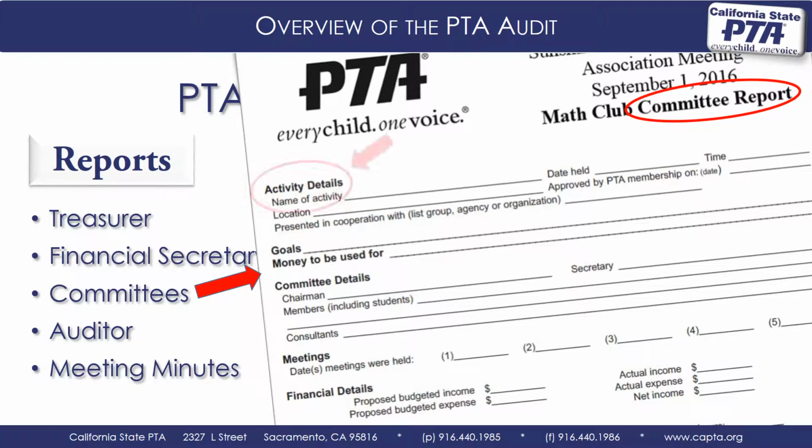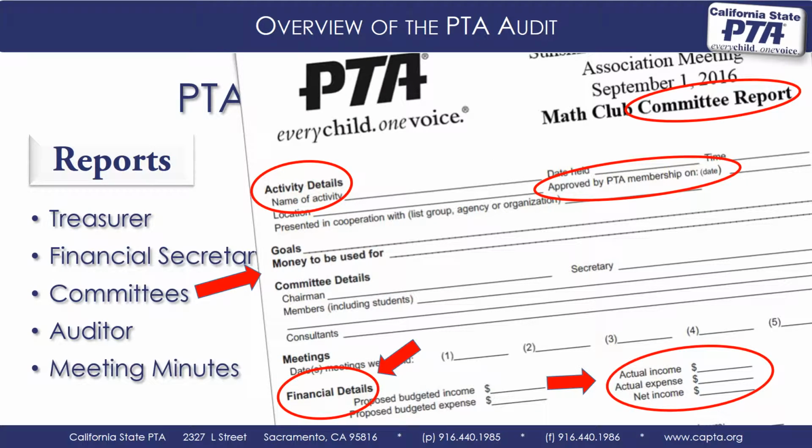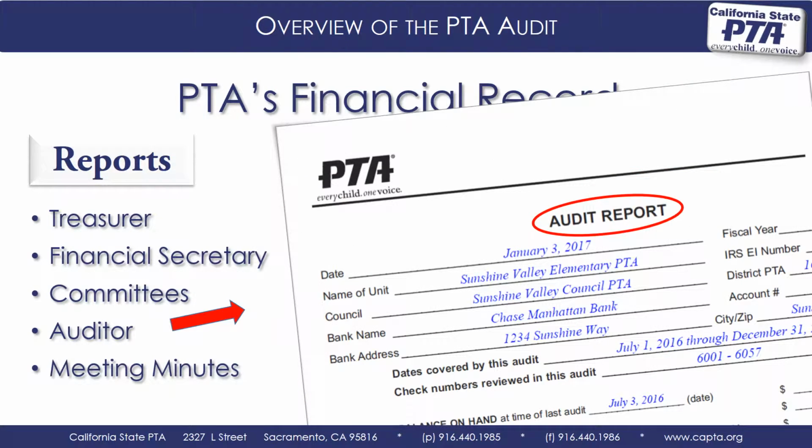Committee reports report the details of planned programs and activities, including the date the program was approved by the association and financial details. The most recently approved audit reports report the ending account balances of the previous accounting period, which are the beginning account balances for the subsequent accounting period. They also aid the auditor with identifying any ongoing concerns and with recommendations. Audit reports must be retained forever.